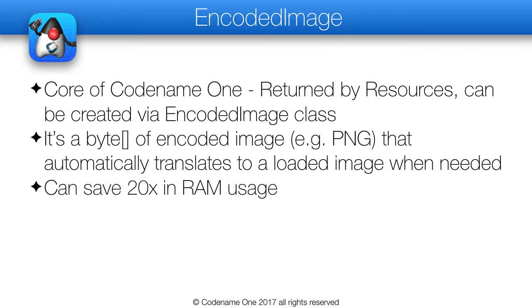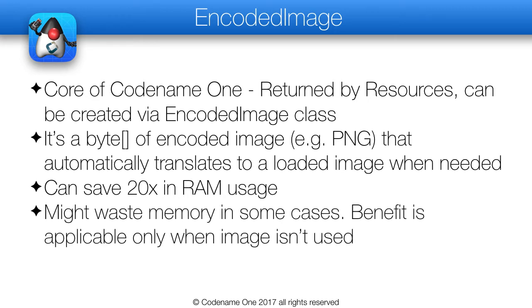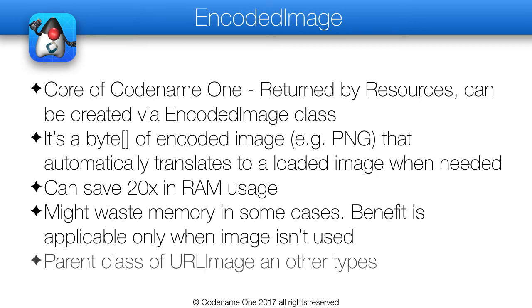Since the fully decoded image can be big, width times height times 4, the ability to store just the encoded image can save a lot of RAM. So taking our example from before, a 50 by 100 image will take up 20,000 bytes of RAM for a loaded image, but an encoded image can reduce that to 1 or 2 kilobytes of RAM. Notice that an encoded image might be more expensive than a loaded image, as it will take up both the encoded size and the loaded size. So the cost might be slightly bigger in some cases. Its main value is its ability to shrink when it isn't used. Encoded image is not final and can be derived to produce complex image fetching strategies. For instance, the URLImage class can dynamically download its content from the web.